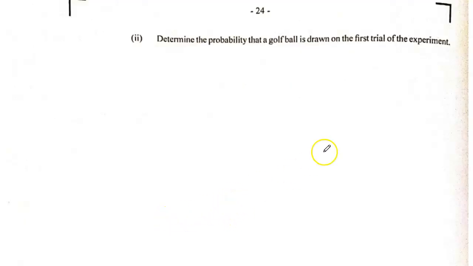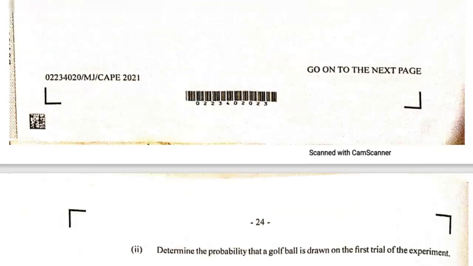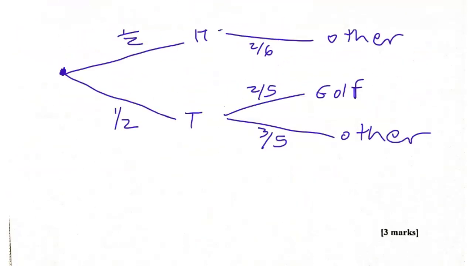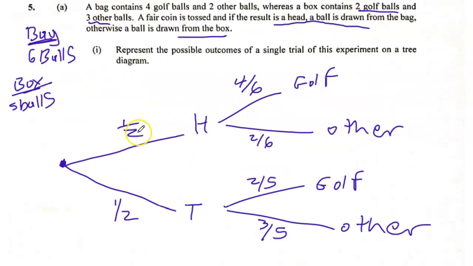Next, determine the probability that a golf ball is drawn on the first trial. So let's go back to the diagram. A golf ball is drawn. For a golf ball to be drawn, it means golf ball would be half times 4/6. Or golf again, half times 2/5.